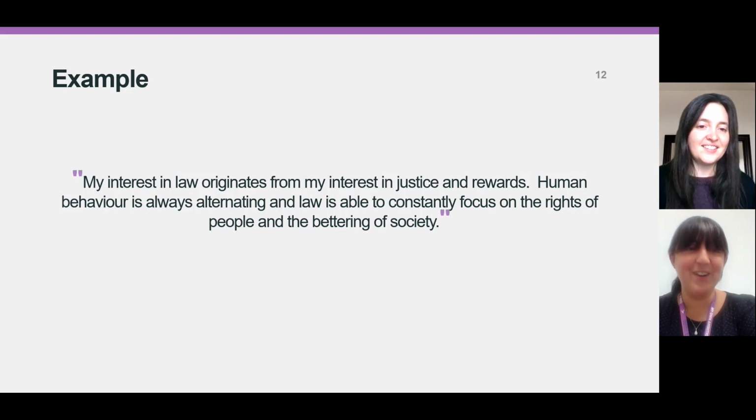My interest in law originates from my interest in justice and rewards. Human behaviour is always alternating, and law is able to constantly focus on the rights of people and the bettering of society. So it's really simple, two sentences, to then go into the main body of their personal statement for that example.